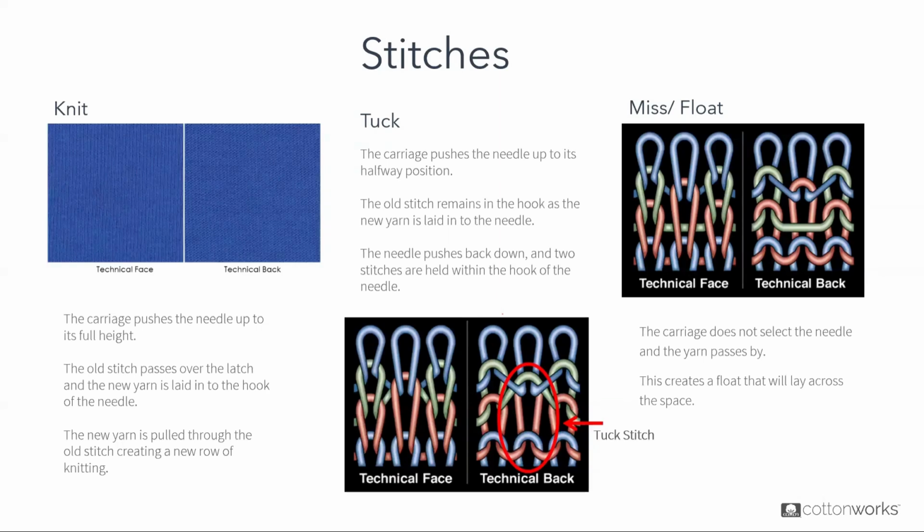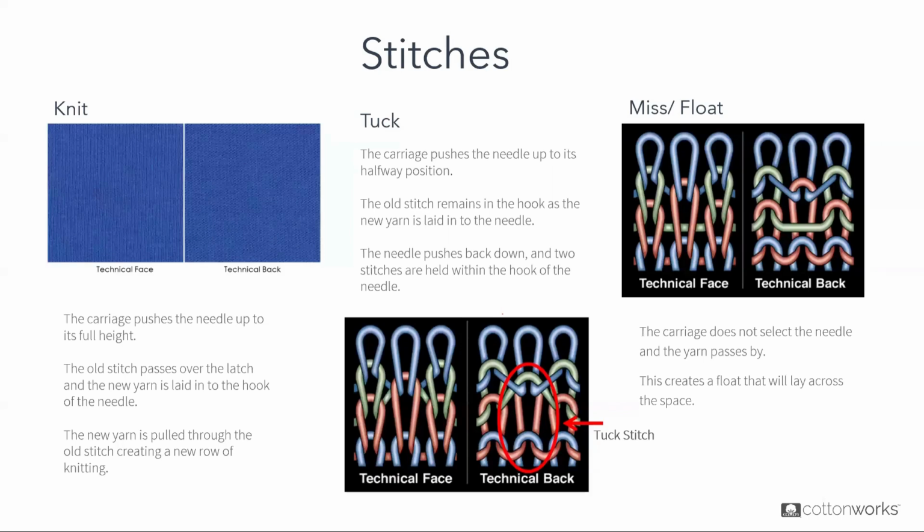When a knit stitch is performed, the needle is pushed up by the carriage to its fullest height. The old loop, or the old stitch, slides down past the latch of the needle and a new yarn is laid into the hook. As the needle pulls back down, it pulls this new yarn through the old loop and a new stitch is formed.